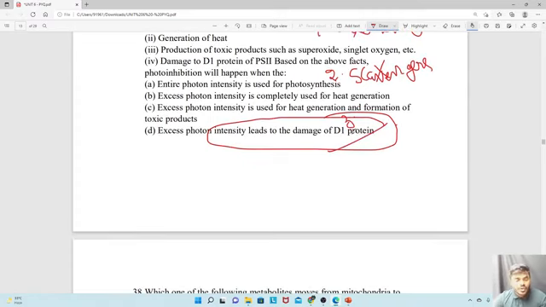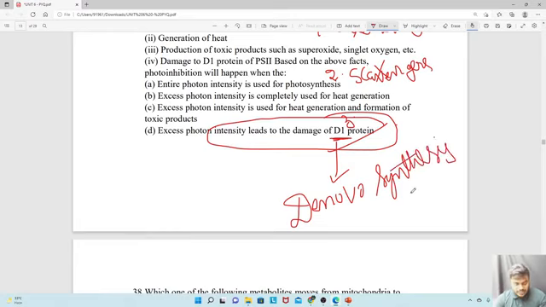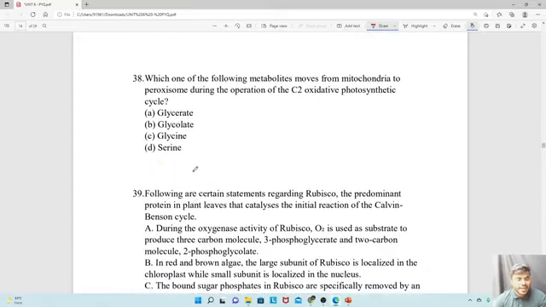I hope every student remembers, once this D1 protein gets damaged, how can we repair this? Friends, we all discussed we can repair this by de novo synthesis process. Very good. Hence the correct answer will be D. Amazing. Great.